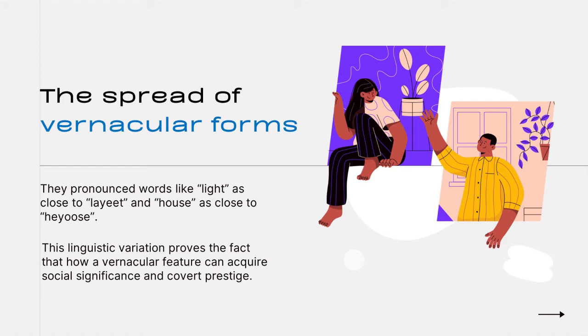Therefore, they pronounced words like light as close to "loight" and house as close to "hoyse". The people of Vineyard unconsciously valued the feature of vowel centralization in their speech. Therefore, this linguistic variation proves the fact that a vernacular feature can acquire social significance and covert prestige.